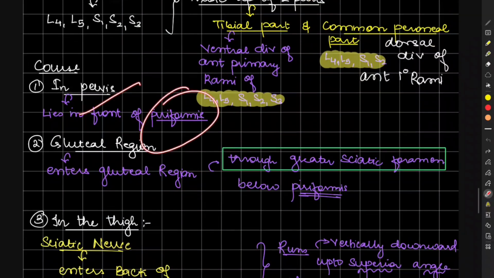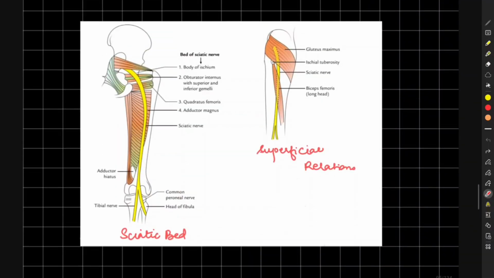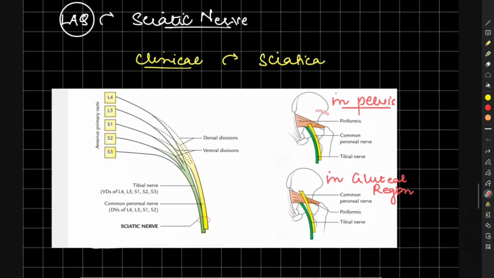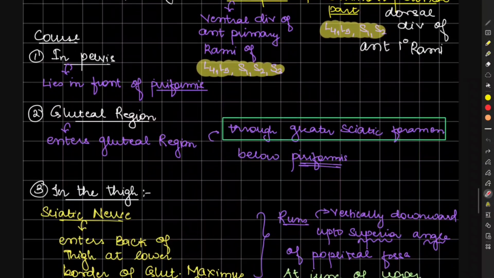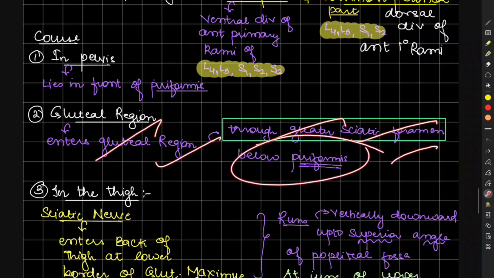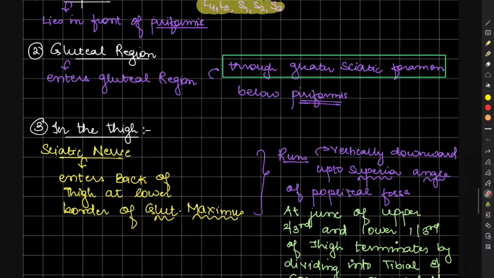In the pelvis, it lies in the front of the piriformis. In the gluteal region, it enters through the greater sciatic foramen, below the piriformis, and include the point that it lies between the ischial tuberosity and the greater trochanter.